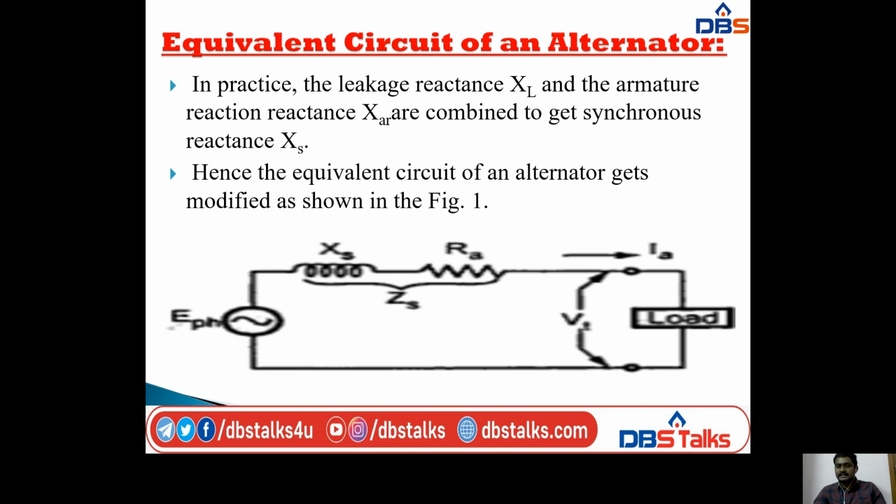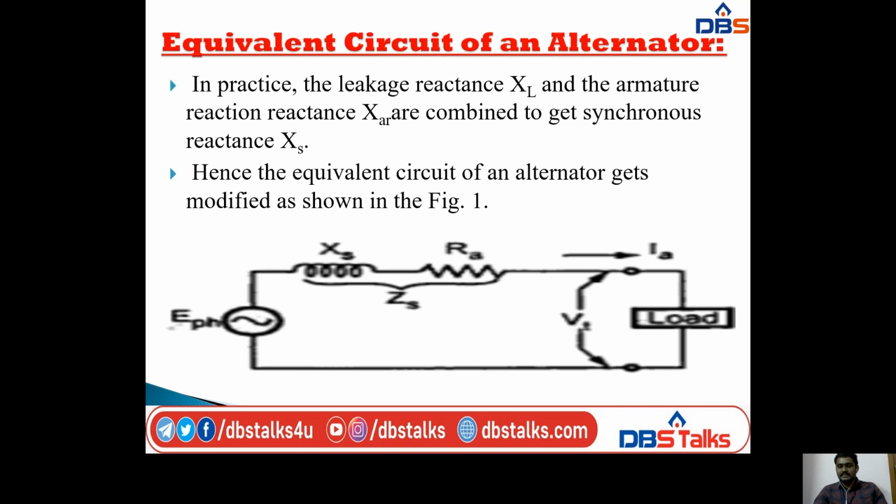So actually in practice, the leakage reactance XL and the armature reaction reactance XAR are combined to get the synchronous reactance. I already discussed it in the previous slides also. That is the synchronous reactance, the combination of XAR plus XL, denoted XS. So if you see the diagram, here I am removing XAR and XL and putting XS, the synchronous reactance, in place of leakage reactance and armature reaction reactance XAR.